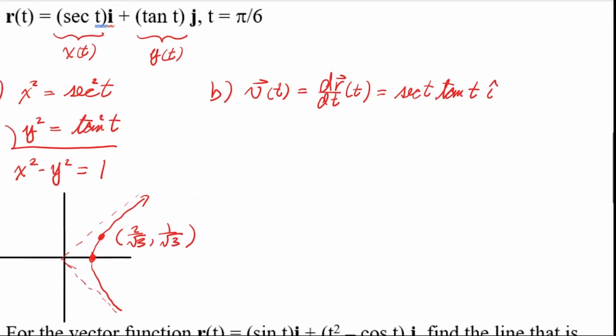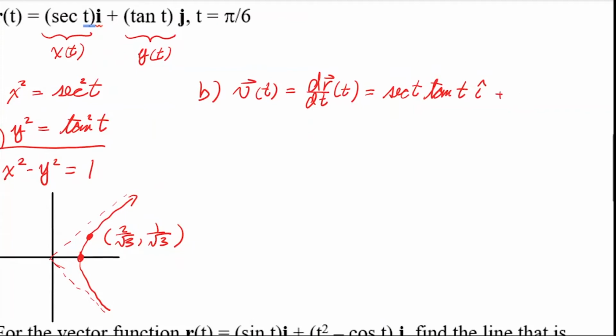Okay, now we have to find part B, the velocity vector. So the velocity vector, of course, is the derivative of this r, isn't it? Function of t, if you will. Some mathematicians actually write it like this, which is kind of annoying, right? All this tells you is that it's a function. So the derivative of this is secant t tangent t i vector, plus secant squared t j vector. That's the velocity as a function of t. You with me? Now at a particular point, when you plug in pi over 6, because that's what we are.